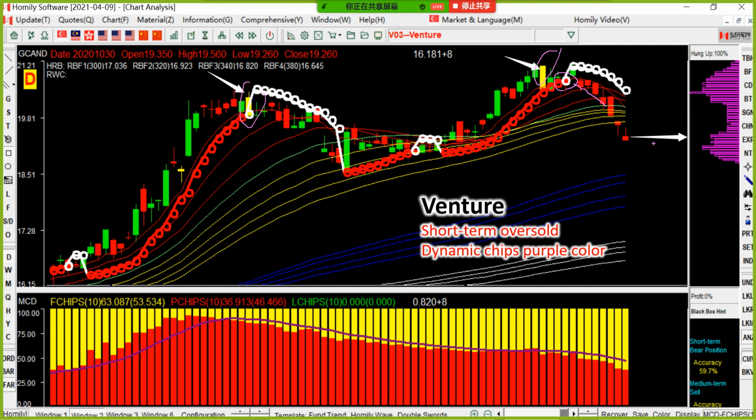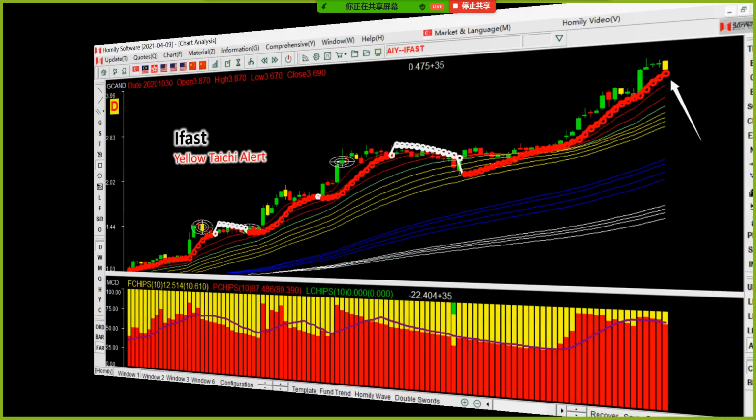Maybe you will say, okay John, according to the Homley indicator, dynamic shapes, purple color, already short-term oversold. Okay, never mind. It's the short-term oversold state. But remember, below the yellow rainbow is dangerous. So remember, Venture is now a little bit dangerous, not stronger anymore. If this chart is to become stronger, it should stay above the yellow rainbow.